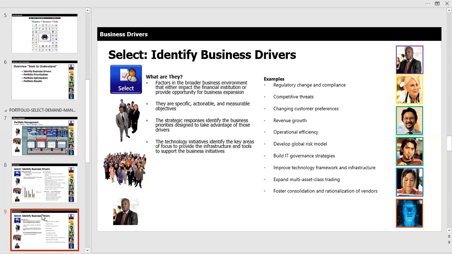Drivers come from all over the place, and they can be associated with all kinds of things: regulatory information, competitive information, customer information, revenue growth, operational efficiency, global risk models, governance, technology frameworks. They're all over the place, and every institution is going to select drivers differently. There's no one set of drivers. They're just different for every institution, because every institution operates differently. That's why I always tell people there's no right or wrong way to do anything. There's just different ways.